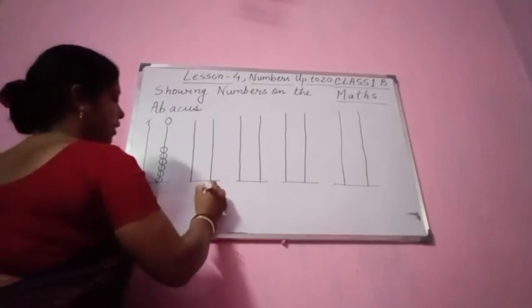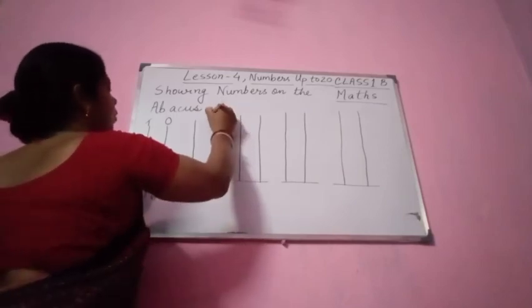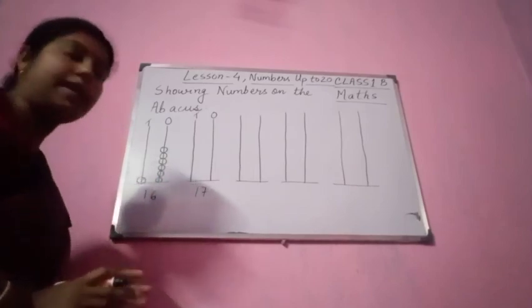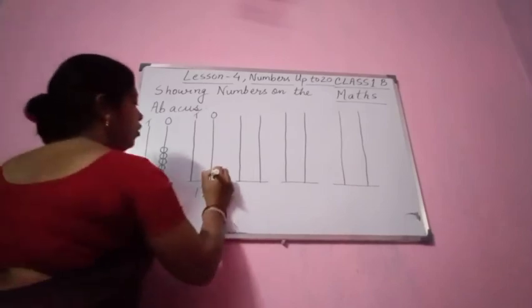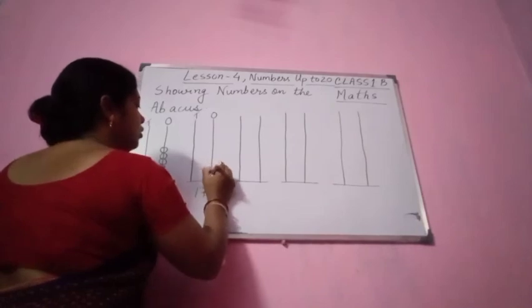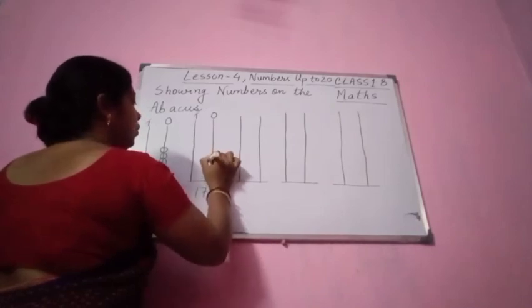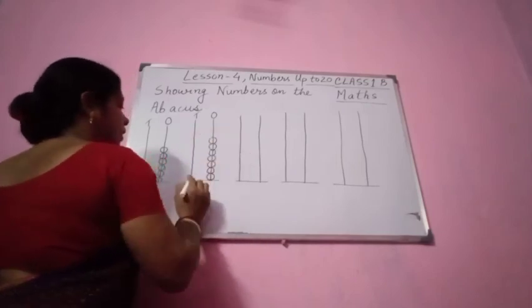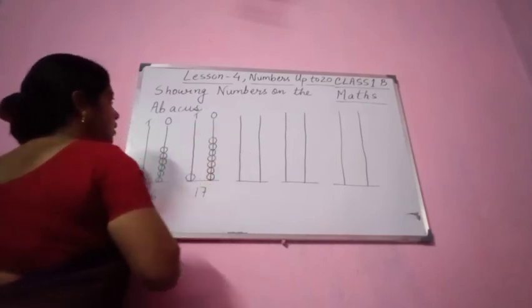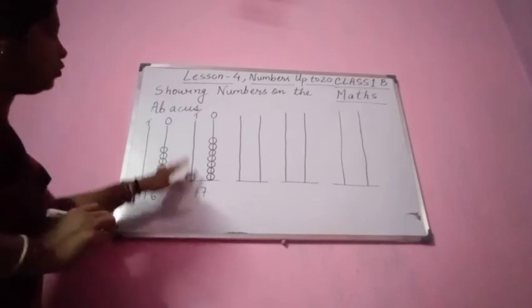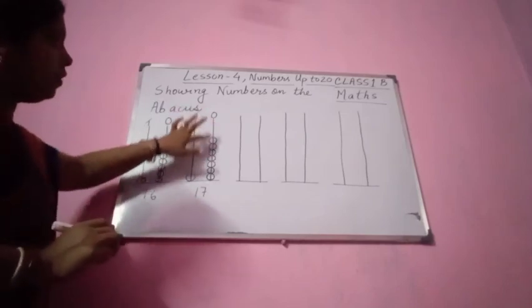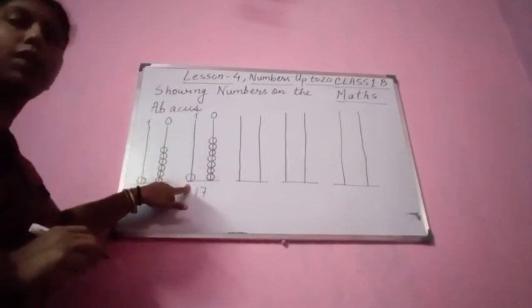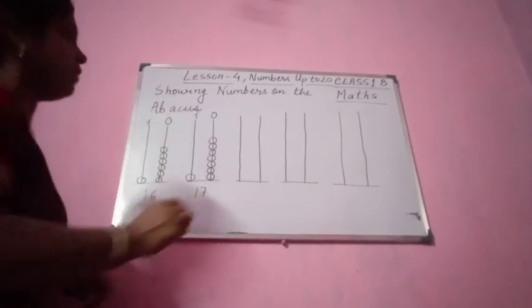Next one is 17. Ones and tens. So 17 means 1 ten and 7 ones. 1 2 3 4 5 6 7. I have drawn 7 beads in the ones place, and in place of tens I have drawn 1 bead. That means 1 ten and 7 ones.